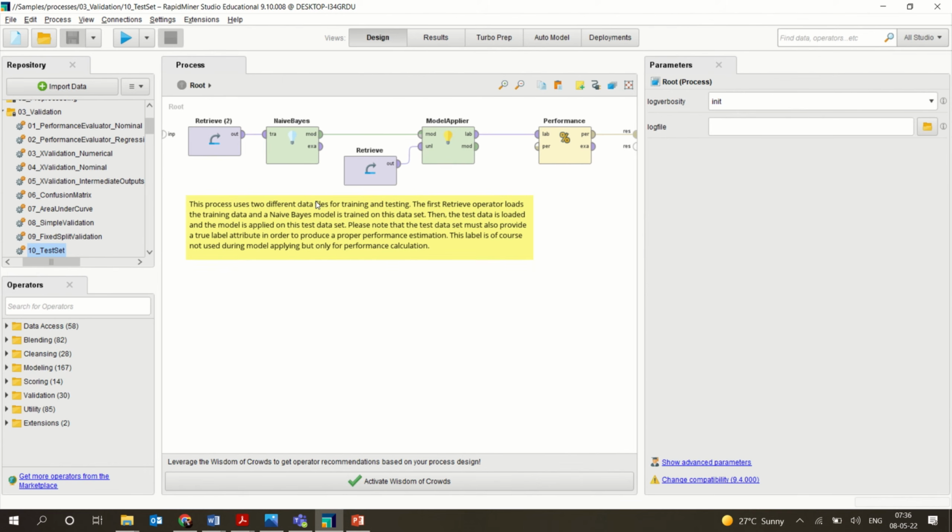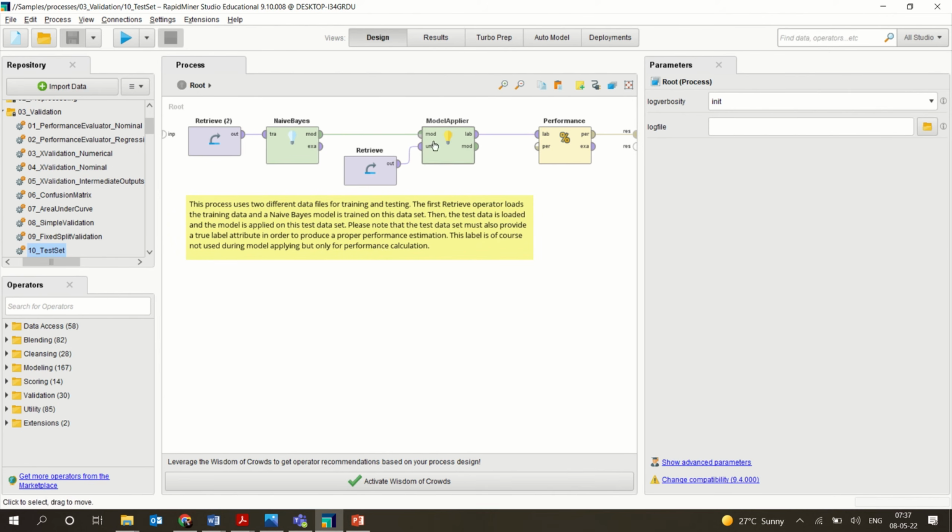This is all part of the examples which are already there in RapidMiner. So here, if you see, for the training itself, you have used naive Bayes. Naive Bayes is another classification algorithm which is already available, and you have modeled the model using not only the training but also some extra data set. The test set is separately loaded.